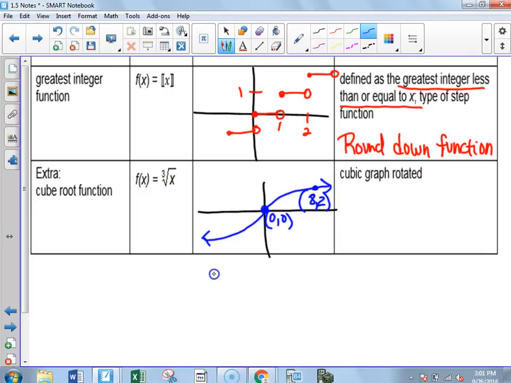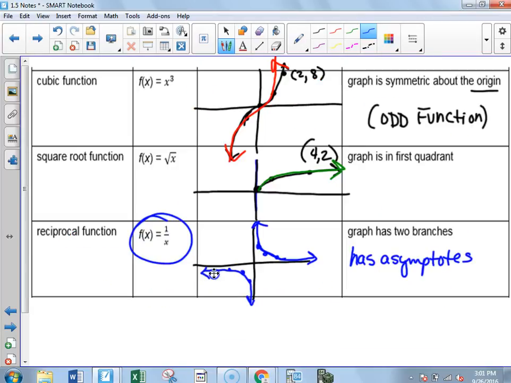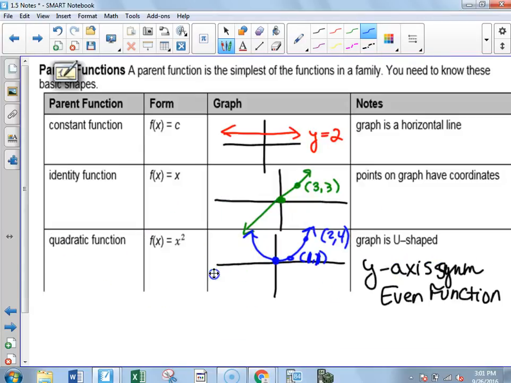But you have all the parent functions filled in? Are all of those on the yellow sheet or not? The cube root is on there. The greatest integer function is on here. Absolute value, linear, constant, quadratic, square root. What wasn't on the yellow sheet? Is everything on the yellow sheet? The reciprocal function is on there, right?